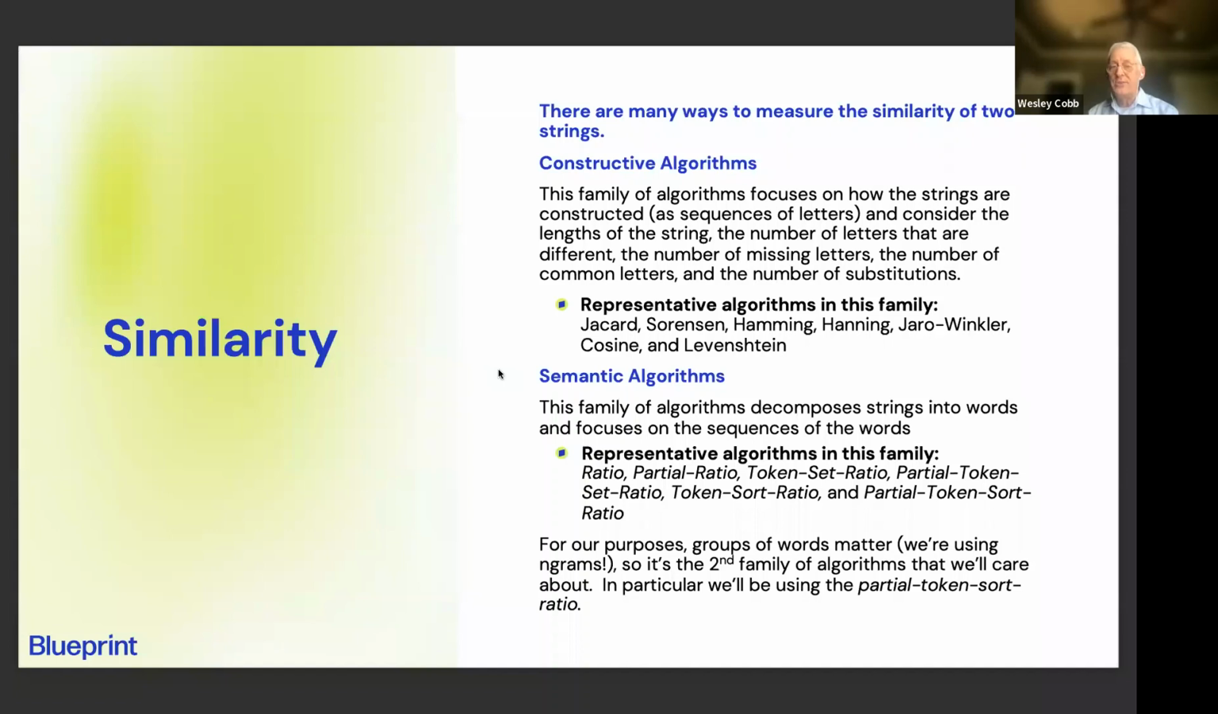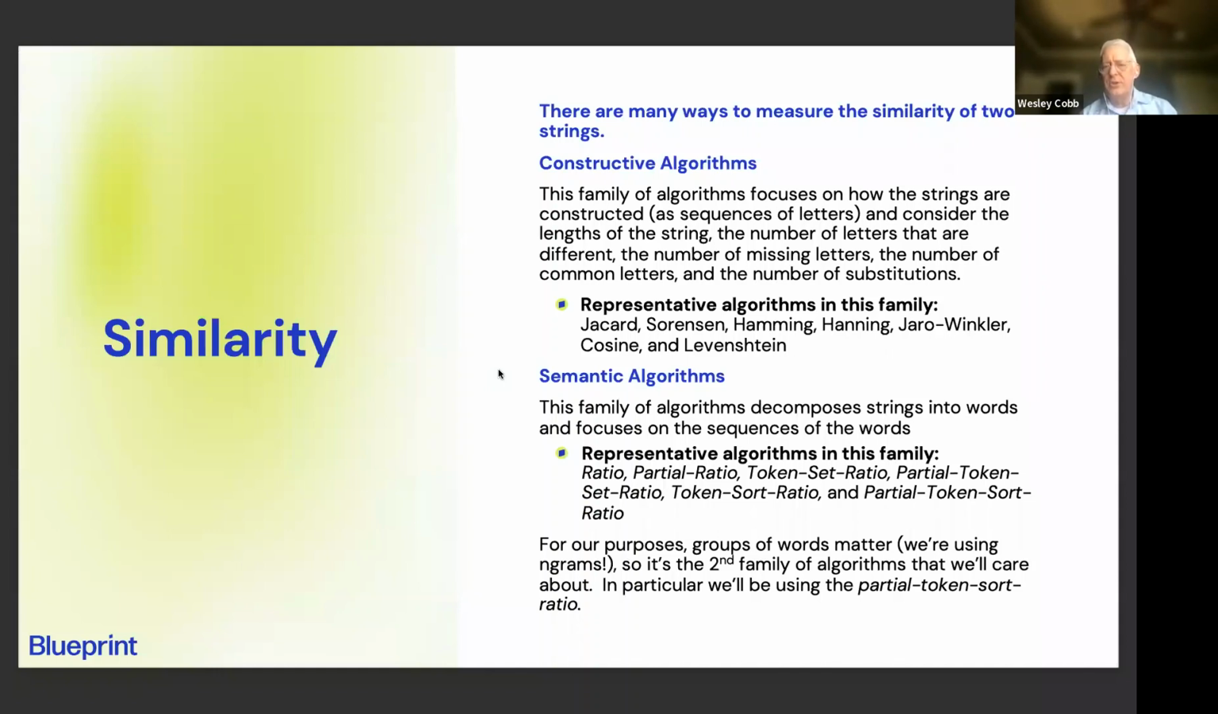You have to handle special cases where the strings are different lengths and so on, but that's the general approach used. There are some algorithms in this family that people talk about all the time and use regularly: Jaccard, Sorensen, Hamming. These are typical algorithms you'll hear mentioned if you go digging around in the literature. In our particular case, because we're focusing on building these lists of semantically connected words, we're going to focus instead on what are called semantic algorithms. Those are algorithms that think of a string as being decomposed into words.